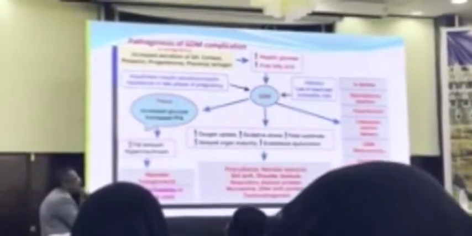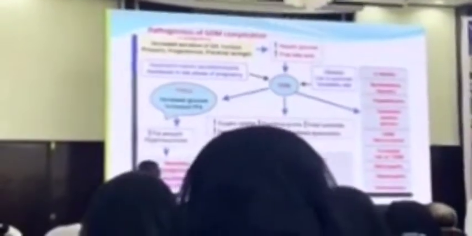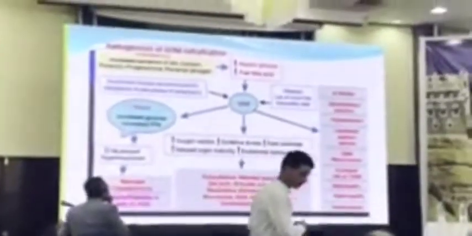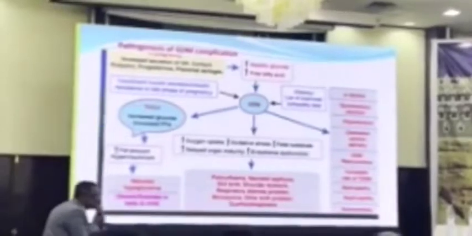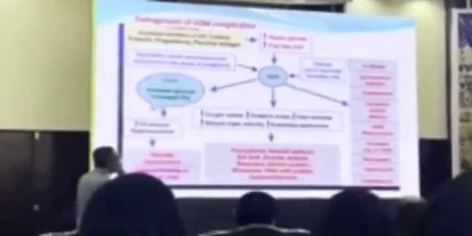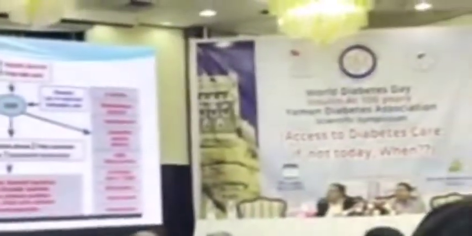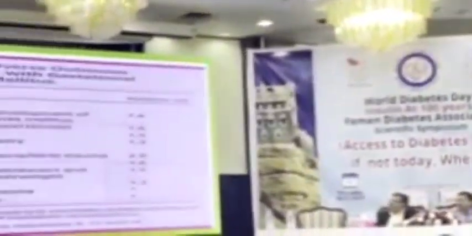In the mother, there is spontaneous abortion, hypertension, cesarean section delivery, gestational diabetes recurrence, and increased risk of type 2 diabetes, retinopathy, nephropathy, and ketoacidosis. So this is the complication.